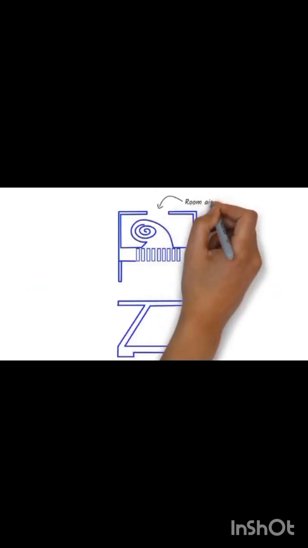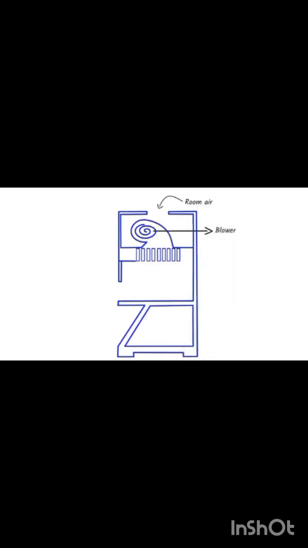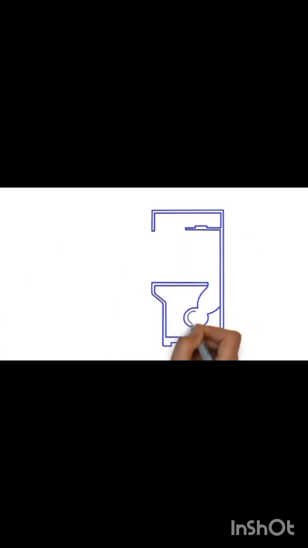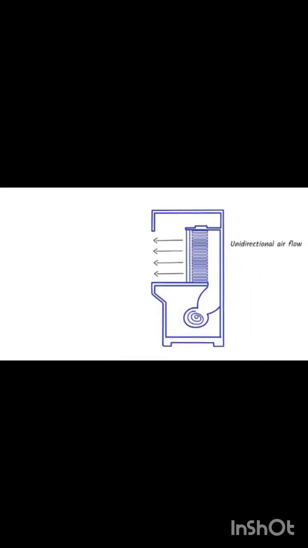The air from the surrounding environment is pulled by the blower and released into the working area through the HEPA filters. From the workbench, most of the air is moved towards the face of the operator and then back to the environment. The laminar airflow cabinets provide a unidirectional airflow with fixed velocity and pressure. The pressure inside the cabinet does not allow external air to enter the cabinet.